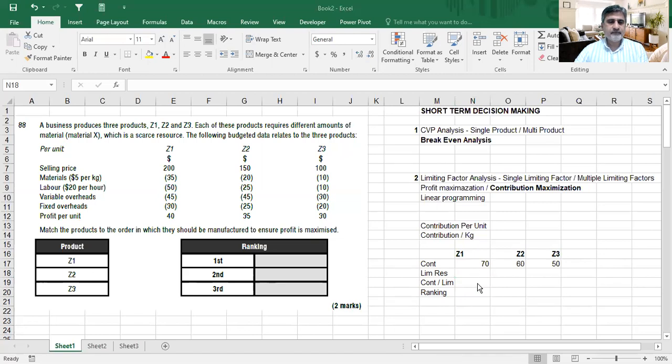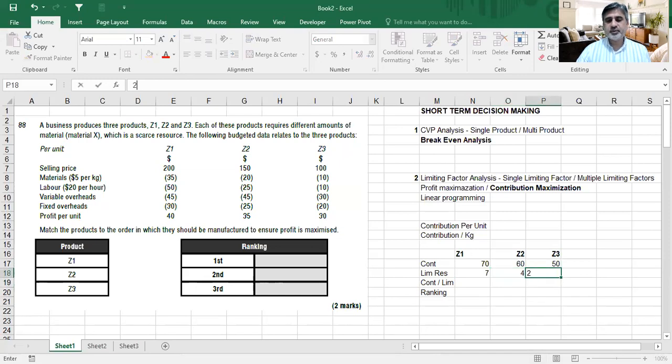Sir, 7 kilograms, right? Yes, 7 kilograms. How did you find that? We use 35 in total and it is $5 per kg, so 35 divided by 5 is 7. Perfect. You have a total cost of $35, and it says $5 per kilogram. So if it is $5 per kilogram and you are spending $35, it means you are using 7 kilograms. So 7 kilograms is here. And how much is here for Z2?